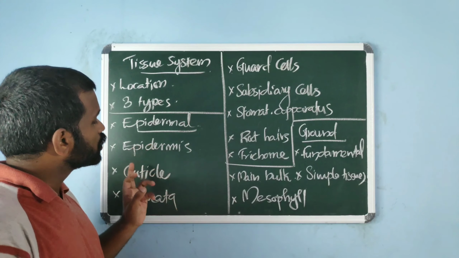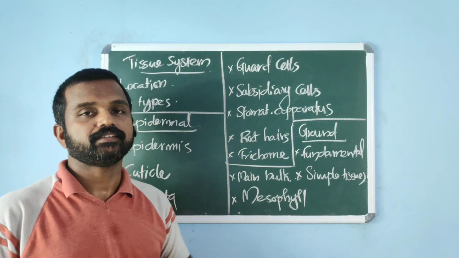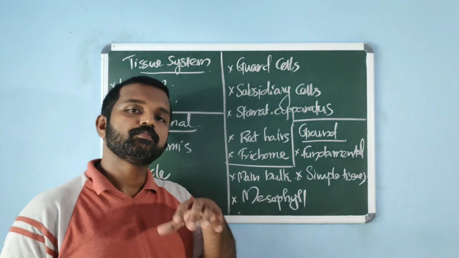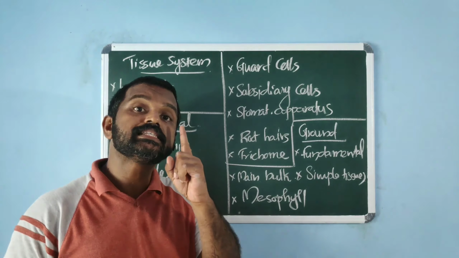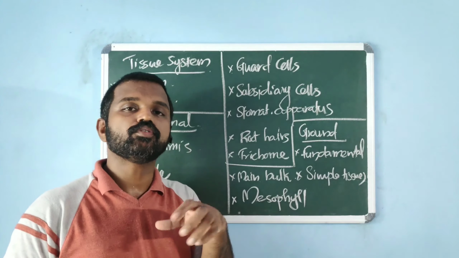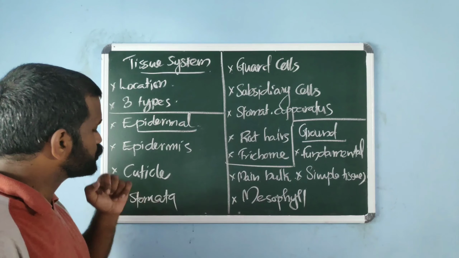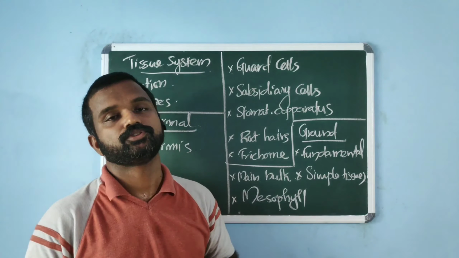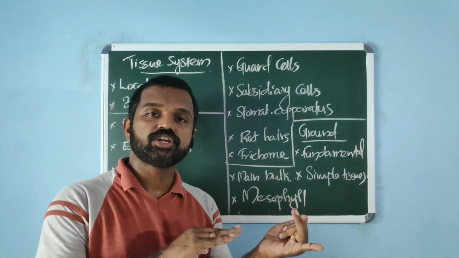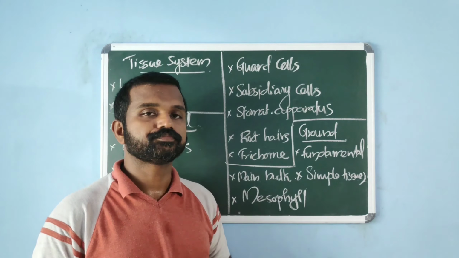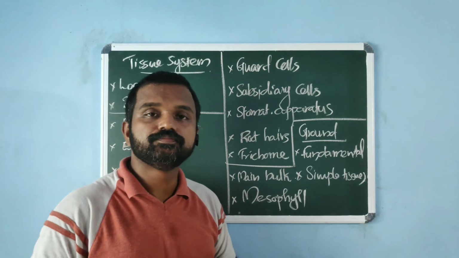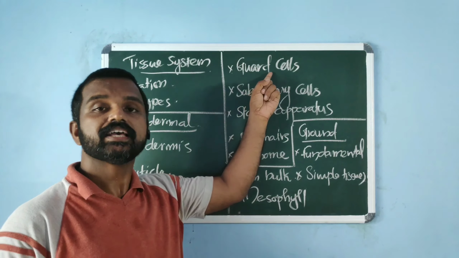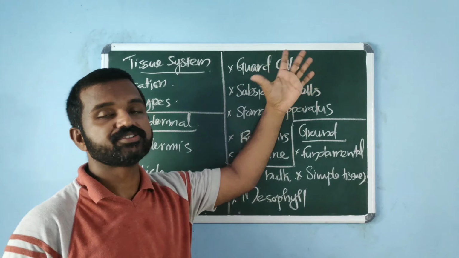And cuticle. Cuticle is found outside, that is outer to the epidermis. It is a waxy coating present in leaves and stem. Cuticle is absent in roots. It helps to prevent water loss. Then stomata, small openings found mainly in the epidermis of leaves. Stomata help in gaseous exchange and transpiration. Then guard cells: stomatal opening and closing is regulated by specialized epidermal cells known as guard cells.